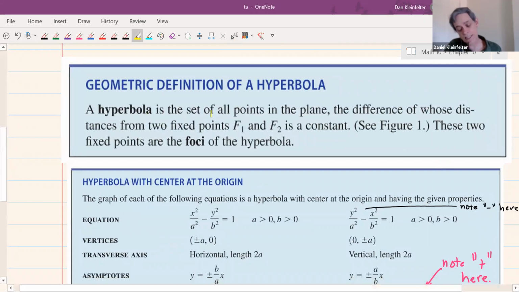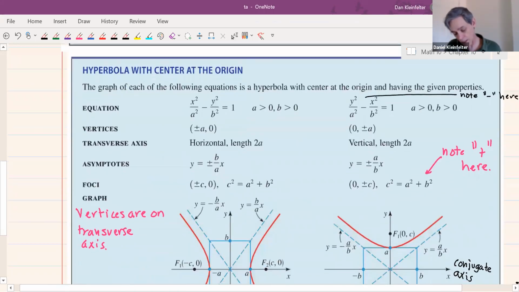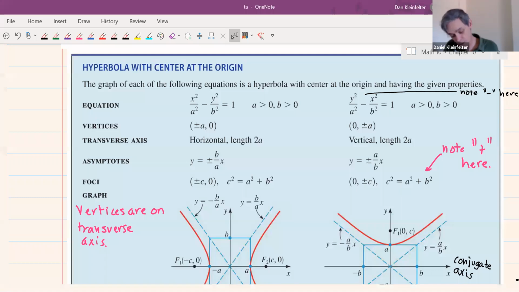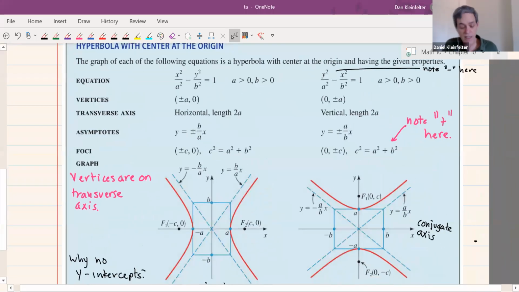A hyperbola is a set of all points in the plane, the difference of whose distances from two fixed points f1 and f2 is a constant. Those two fixed points f1 and f2 are called the foci of the hyperbola. Okay, so this table that you're seeing next is going to be important. You're going to need to know basically all of this stuff to do well in the rest of this section. But there's a lot here, so we want to try to break it down as well as we can.